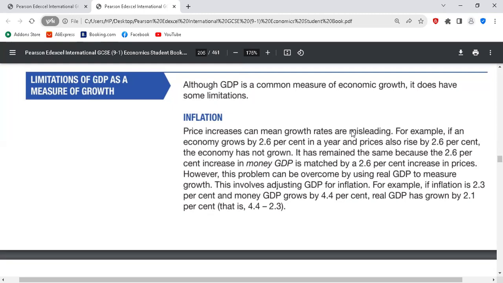When there's an inflation rate of a certain percentage, you might think the economy has grown at that rate. No, it has not. Prices have increased, and the price increase makes you think that the GDP of the country has increased. It has not. An increase in the price of goods and services would mean that the GDP of that country would rise, but it does not mean that output has increased, or that consumption has increased. It only means that the value of what is being sold has increased. So it is misleading.